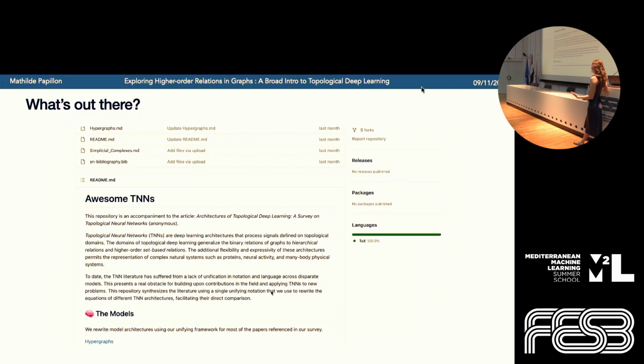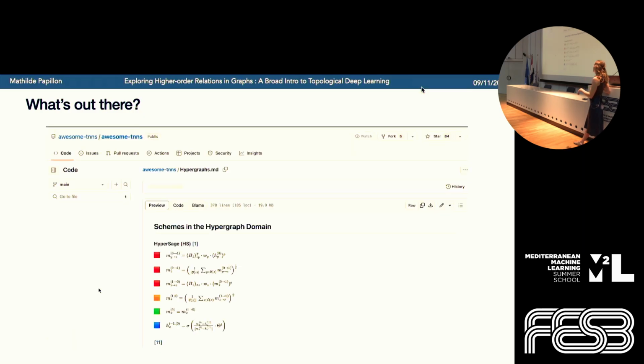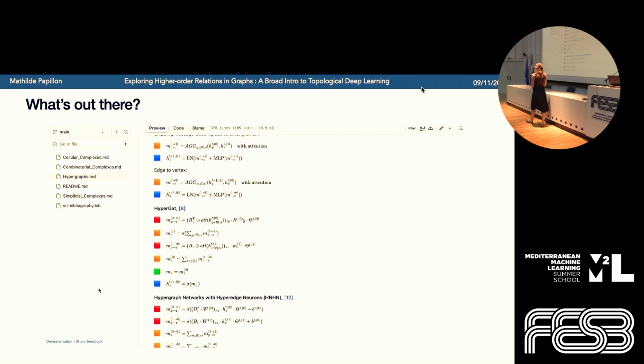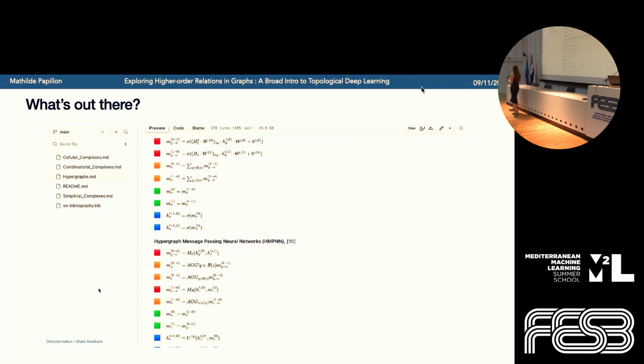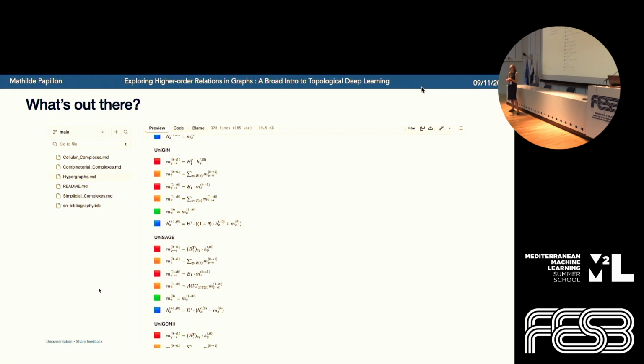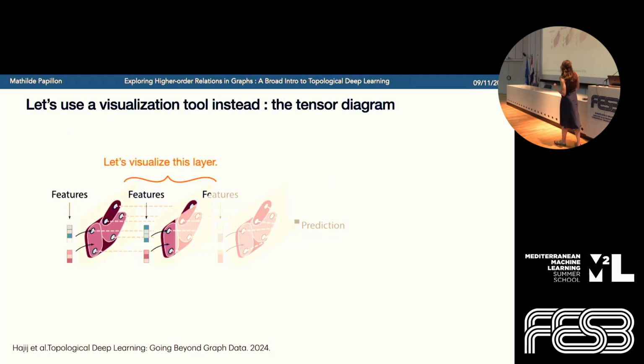At the start of my PhD, I spent many months of my life rewriting the message passing equations of all the models that existed at the time in one shared notation, because all the papers in TDL tend to use different notations sometimes, which is incredibly annoying. So if we wanted, we could go over all of these equations and all of these domains and really nitpick what's different. However, that would take forever. So instead of doing that, we are going to visually represent what happens in one message passing layer.